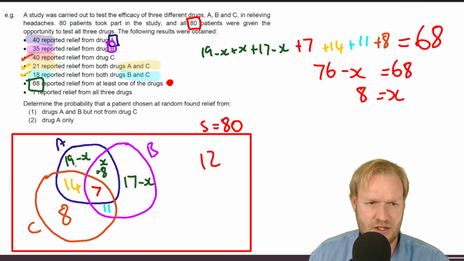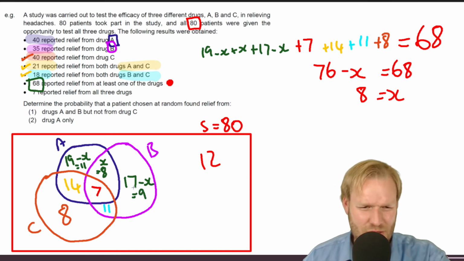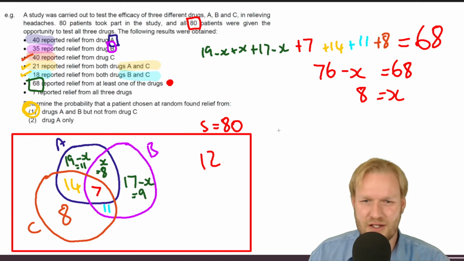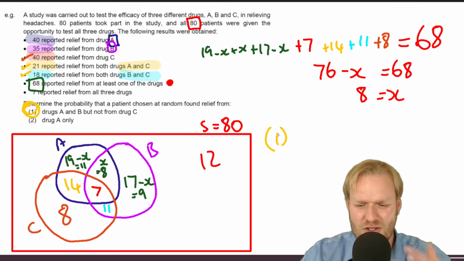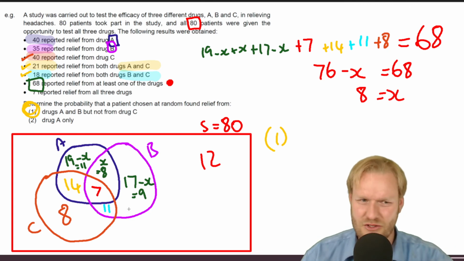X equals 8. So 19 minus 8 gives us 11. And 17 minus 8 gives us 9. Feels a little bit cluttered, so maybe just plan for putting both those bits of information in. Just captures it nicely. And after all of that, what we're finally ready to do is tackle the questions. Of course, the meat of the question was actually creating our diagram. From here, we can solve anything.